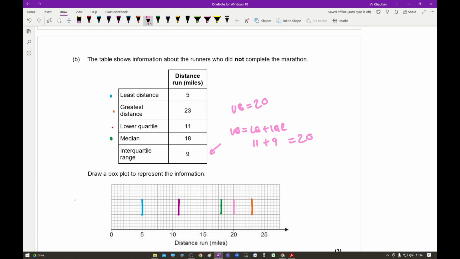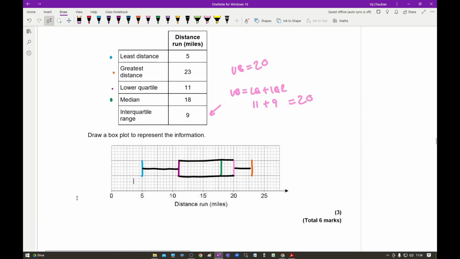Then all that's left is to turn this into a box plot. Again, a little reminder that you should be using a ruler and drawing this as accurately as possible, but obviously with the computer it can be rather difficult, but your box plot should look something like that for the 3 marks.